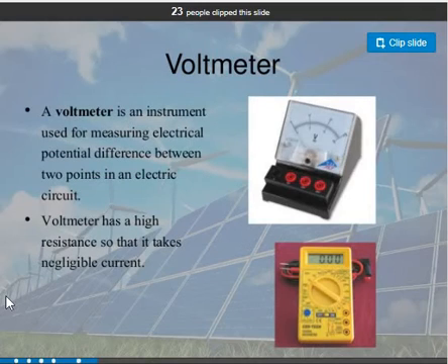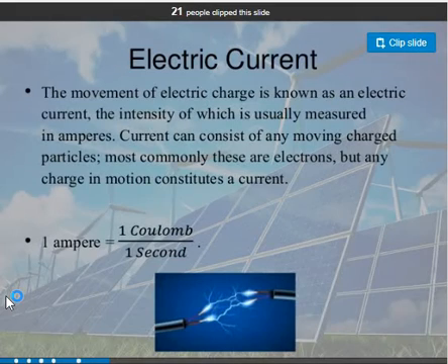A voltmeter is generally used for measuring potential difference, and it has very high resistance. It is always connected in parallel.